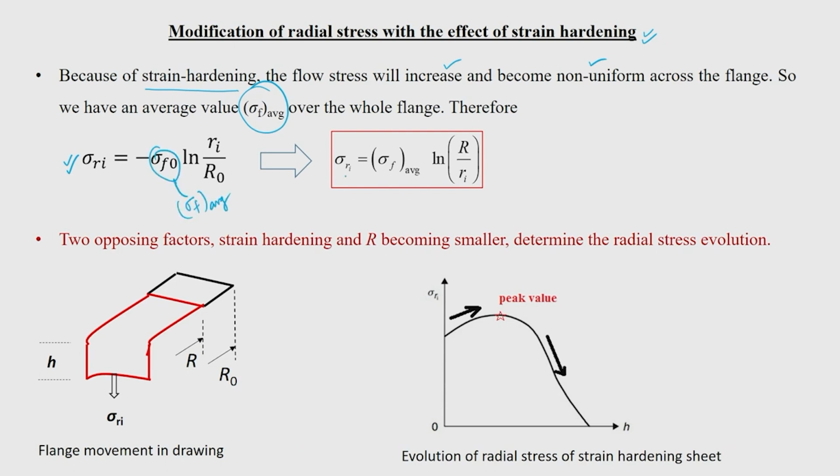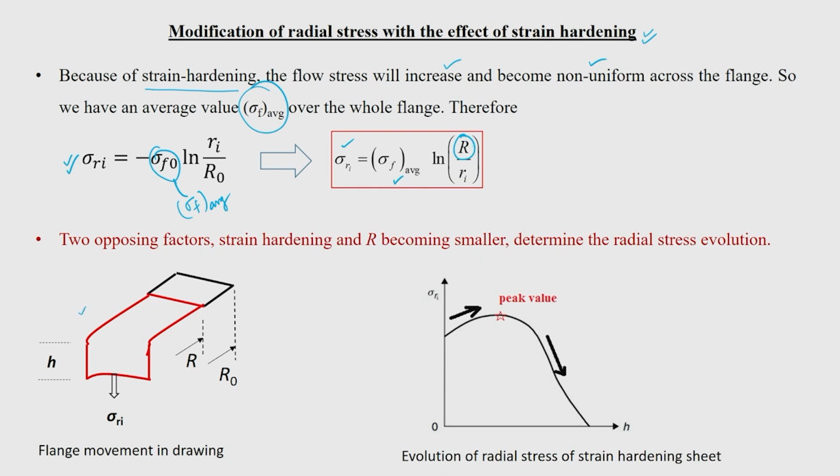So which is going to give me sigma Ri is equal to sigma f average ln of, of course this is inversed actually, Ri by R naught becomes R naught by Ri, and since I am going to update my sigma f by using this sigma f average, I am going to use R instead of R naught, where R naught is my initial outer radius. So that will get updated depending on what average flow stress I am going to take. So I am going to put R.